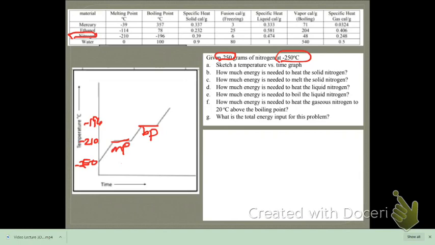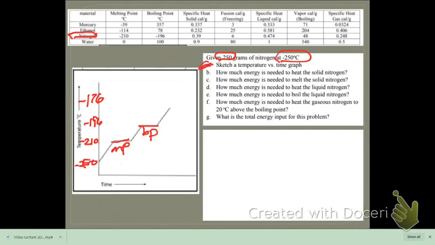Well, if this is negative 196, which is my boiling point, then 20 degrees above that is going to be negative 176. Forgive me, my cat is interfering. Let me write that a little bit clearer. Negative 176. Okay. So let's do the first one. We've got our sketch done.